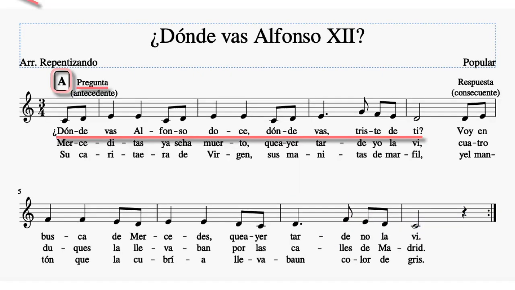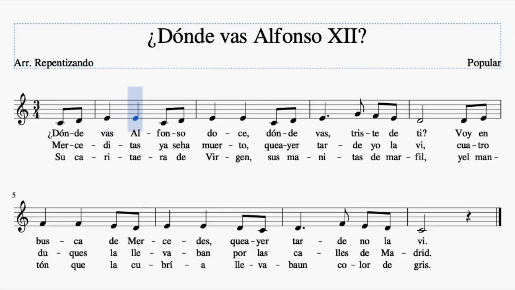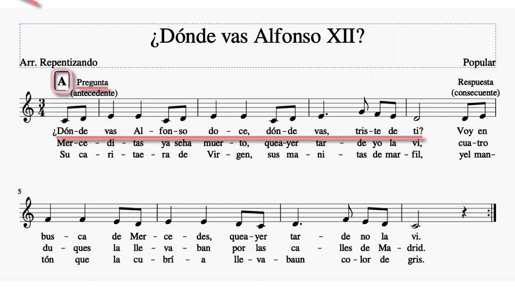When the music includes lyrics, it is easier to distinguish where the phrase begins and ends. In this example, if you listen only to the melody and stop at the fourth measure, we get the feeling that it is unfinished. You need an answer that completes the phrase.